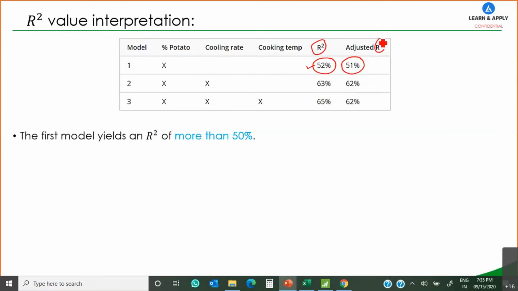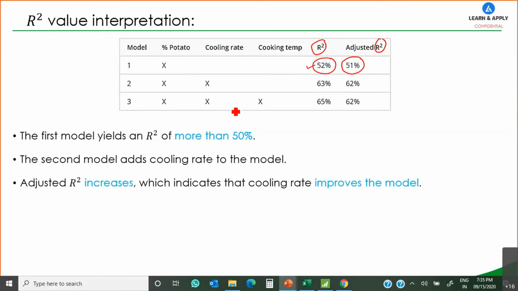But as we add another term to this model, the second term, we add cooling rate. This is the second term which we have added into this model. Now, as we added this second term to the model, you can see there is an increase in the R square. So that will be increasing to 63%. So what is R square? How much of the variation in your Y is explained by all your X's, right? That will be indicated by this R square value.